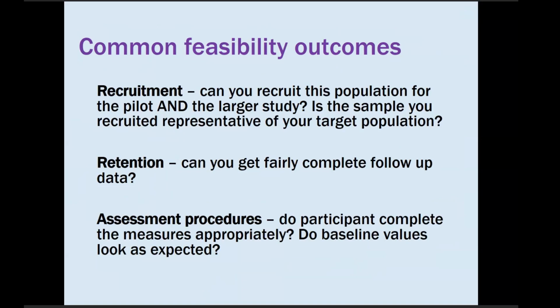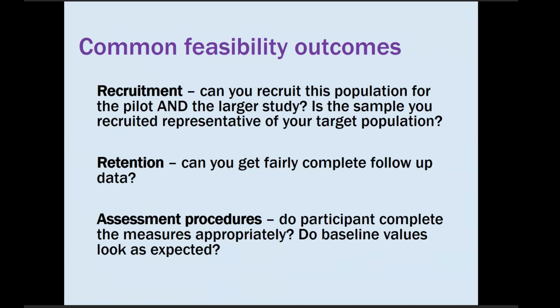Whereas I've reviewed grants where they're like, oh, well, we're going to recruit 400 people and have no experience recruiting that population or from that setting, that's worrisome from a reviewer standpoint. So demonstrating that you can recruit the people that you need and at the pace you need for the larger study is a really great use of pilot funds.